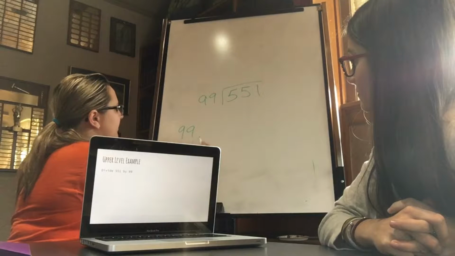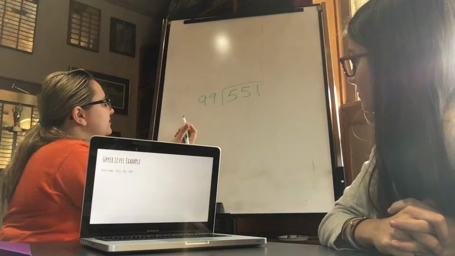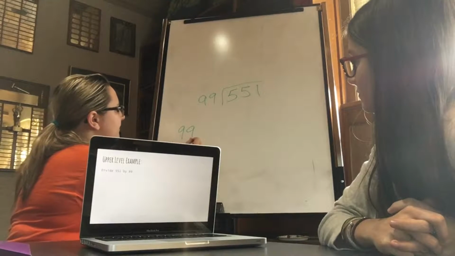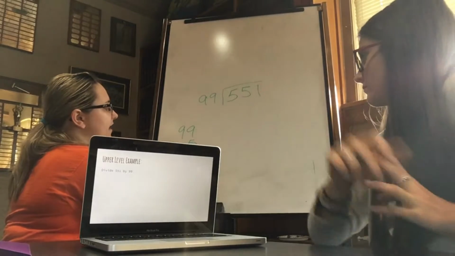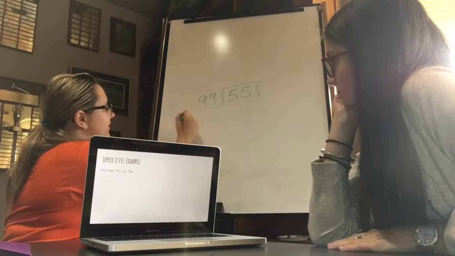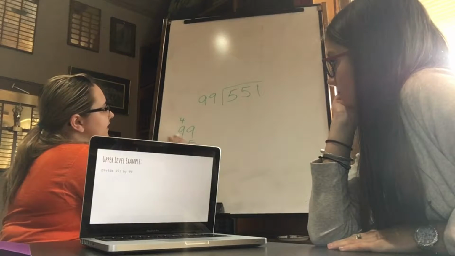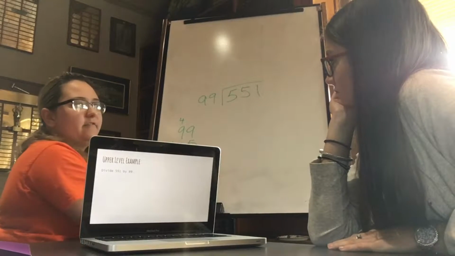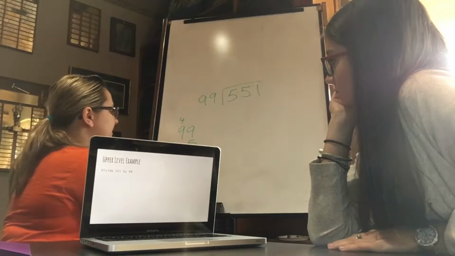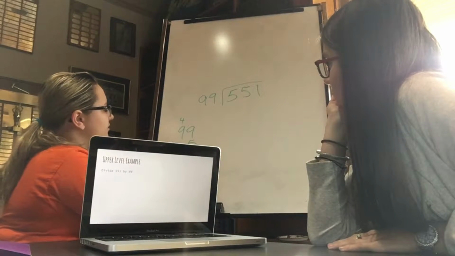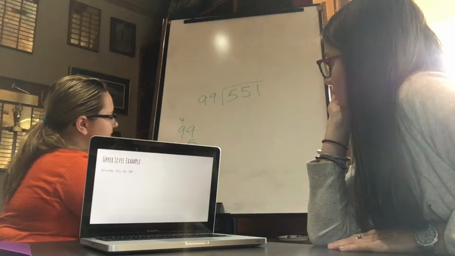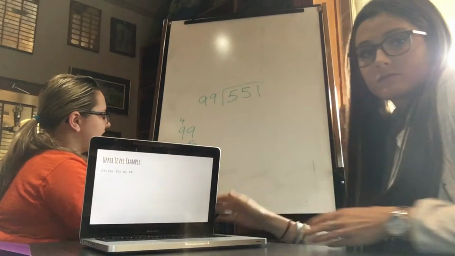We'll try 99 times, let's say, 5. So we know 9 times 5 is 45. So there's a 5 right there, and then you carry the 4. And then 9 times 5 again is 45, and then we have to add the 4, which is 49. So that's close. So now we'll try 6, just to kind of check.